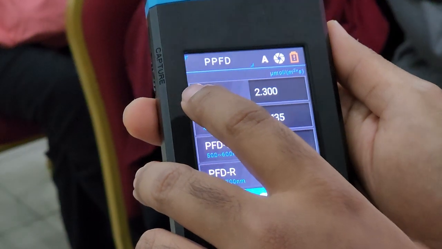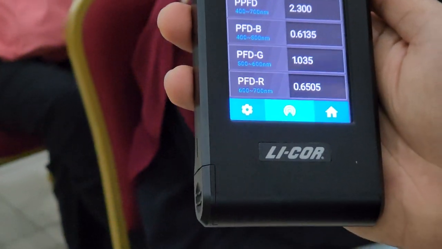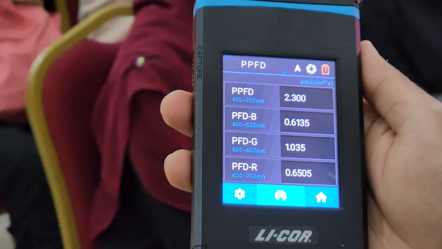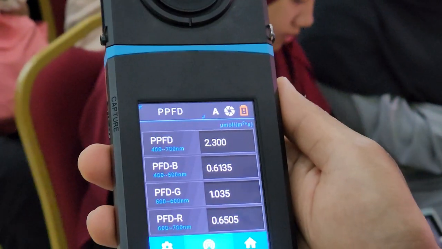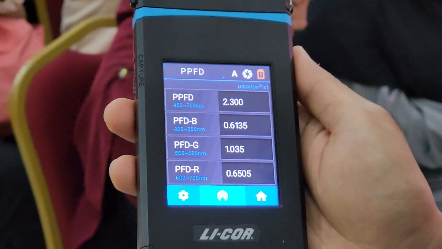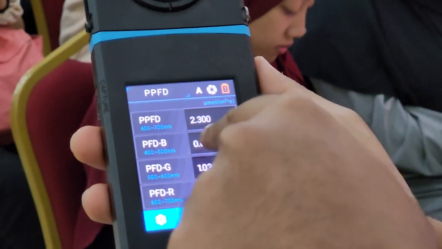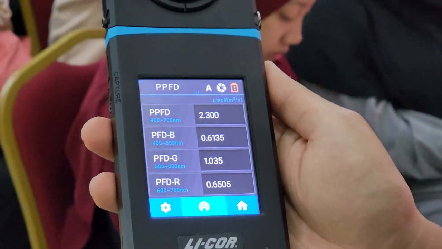PPFD is the photons or light energy between the wavelength of 400 to 700 nanometer. These are the energy used by the plant to do photosynthesis. Plants do not need anything out of this range. And the amount is 2.3 micromole per square meter per second.